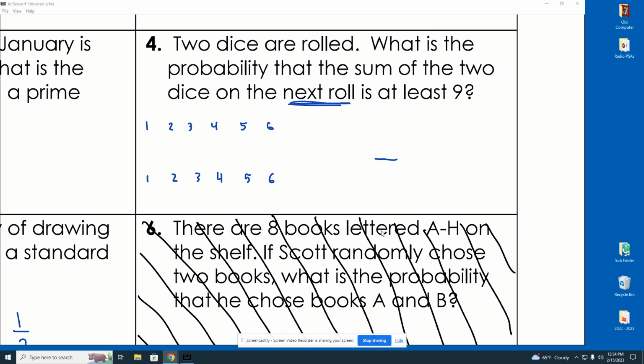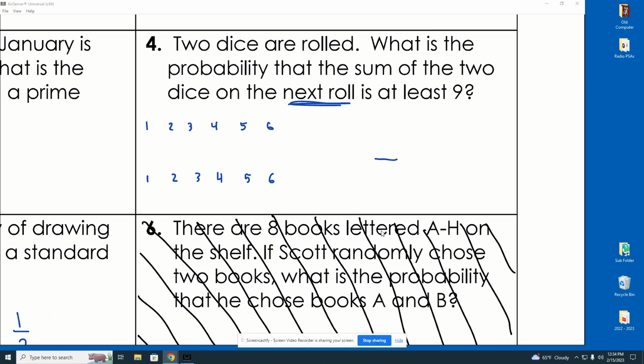What does at least 9 mean? 9's the minimum. Could it be 9? Could it be 10? 11? 12? So it could be anything 9 or above. So here's the deal. Could my first dice be a 1? Is that even possible? Nope, because what's the biggest thing I can add 1 to? And 1 plus 6 is not 9. Could my first dice be a 2? Nope, because 2 plus 6 is 8, not 9.